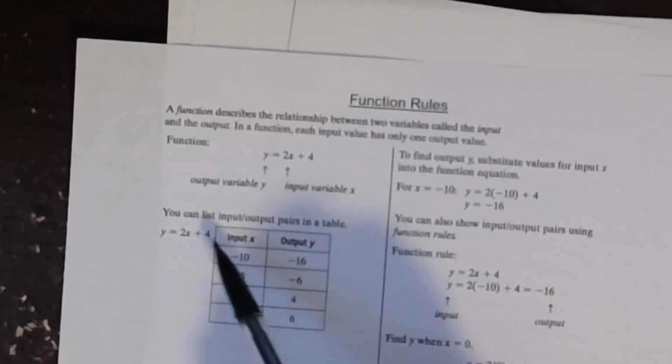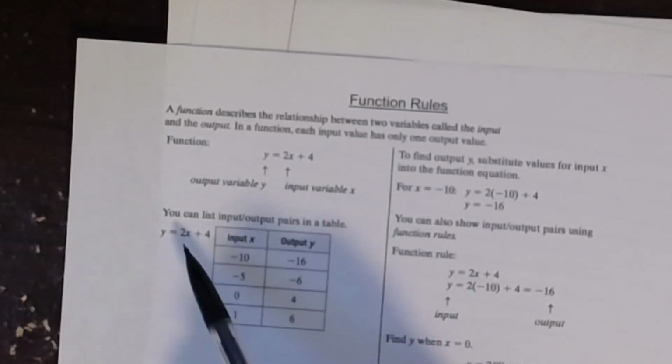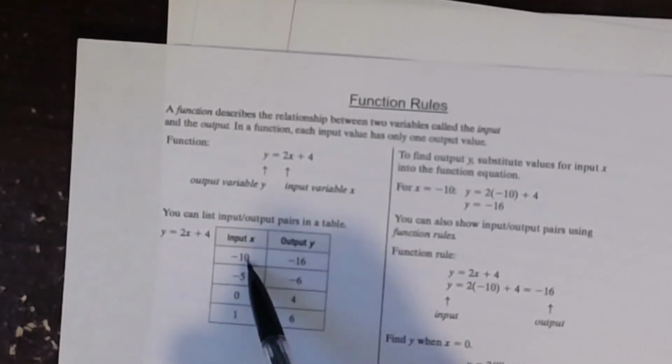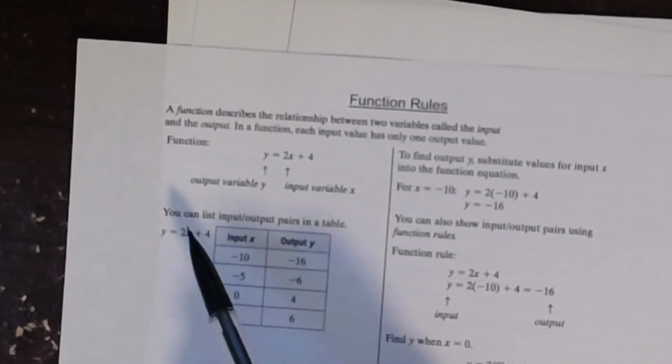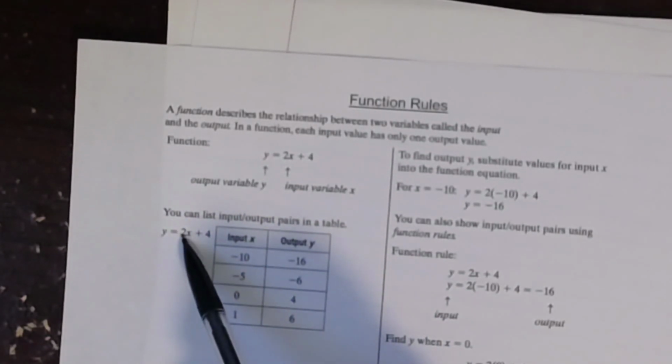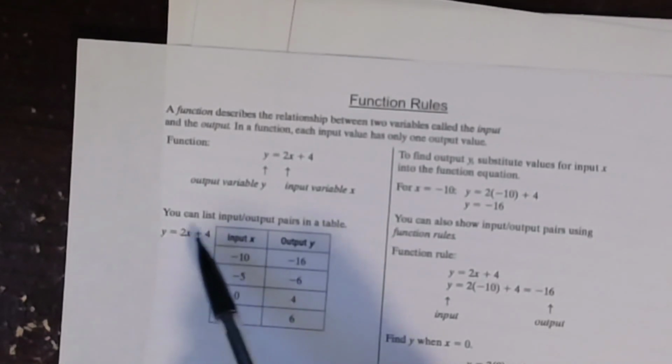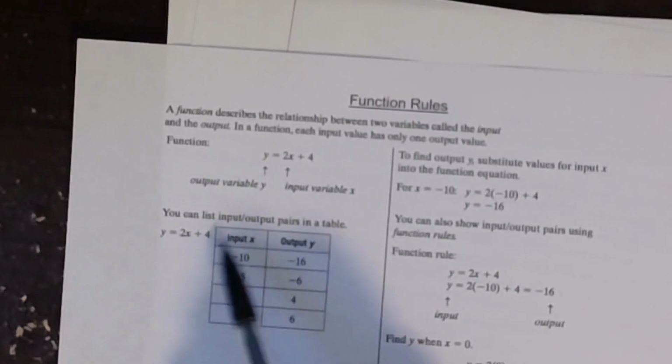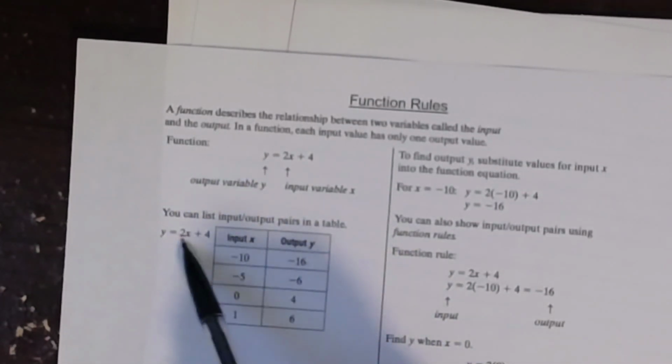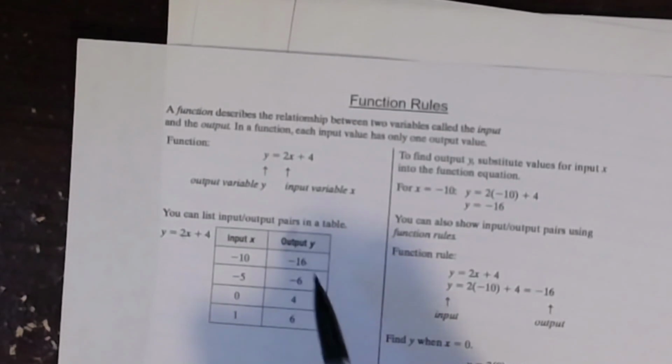So let's just do that. We got a -10 here, so we have to put -10 in here. We get 2 times -10 plus 4. Well, 2 times -10 is -20, and then -20 plus 4 is... -16, though, because we have to remember that negative. So -20 plus 4 is -16, which is exactly that.